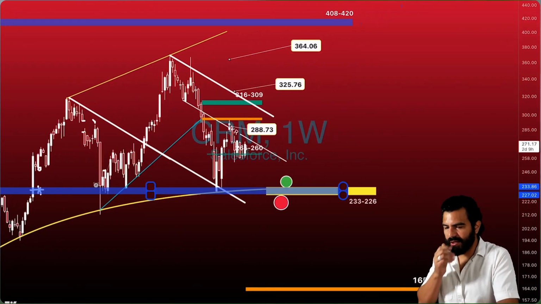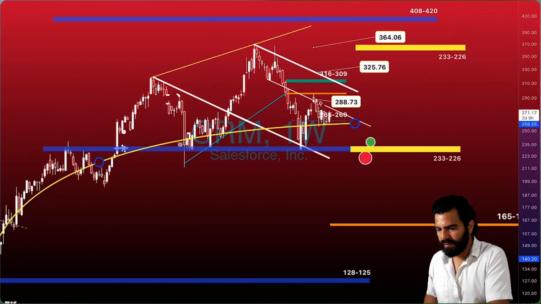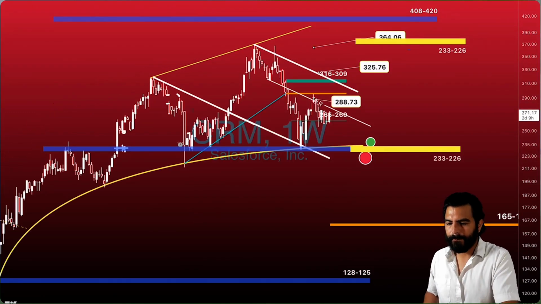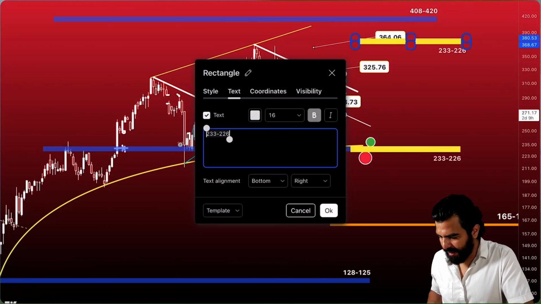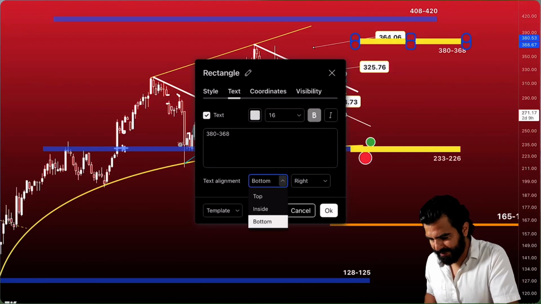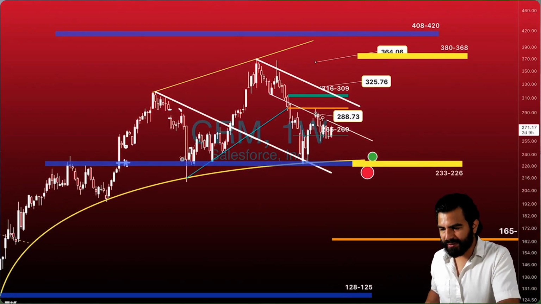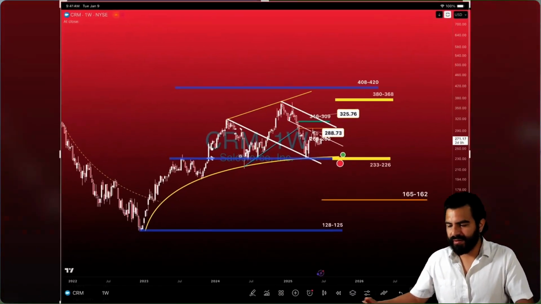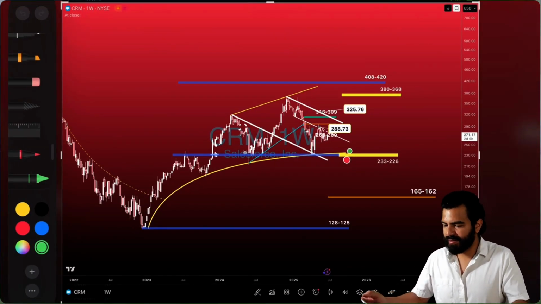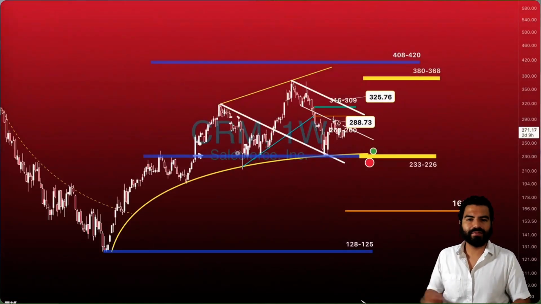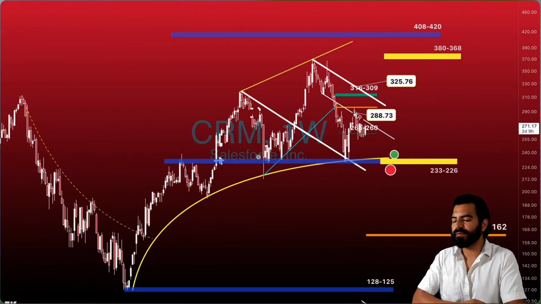Okay, the next one, let's draw the upper one. See, it's like right there. So it's going to be about right there. Okay. So somewhere now about 380 to 368. Isn't it great to know where these areas are at on your charts? You can do these same techniques for almost every crypto. For every crypto, every stock. Okay. So we got some good information coming up.